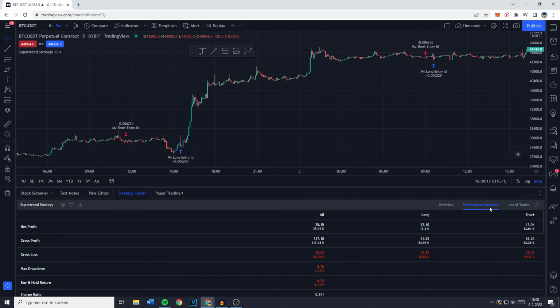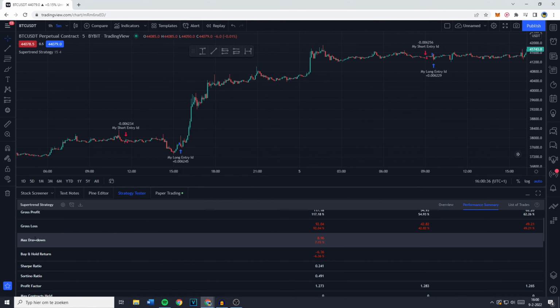Now when you go over to the performance summary, you can see your net profit for longs and for shorts, the gross profit, so all of the profit made together or added up to each other, and then the gross loss, so all of the red trades added up to each other as well. You can also take a look at the maximum drawdown. 7% is actually quite good.